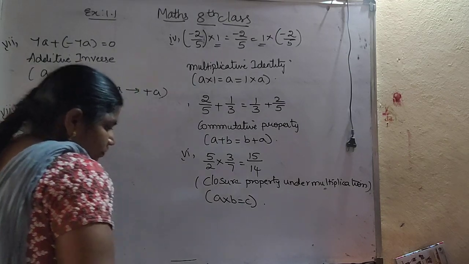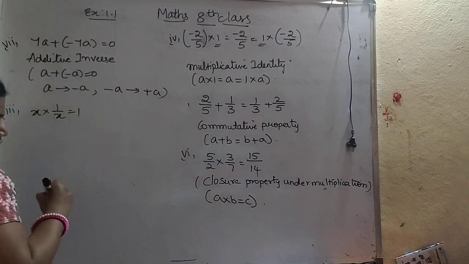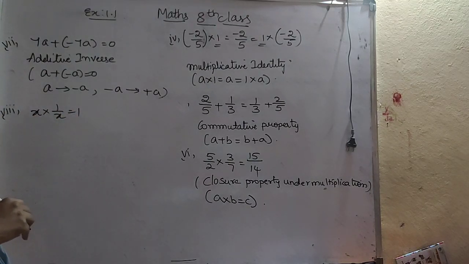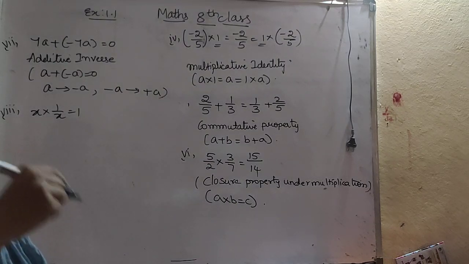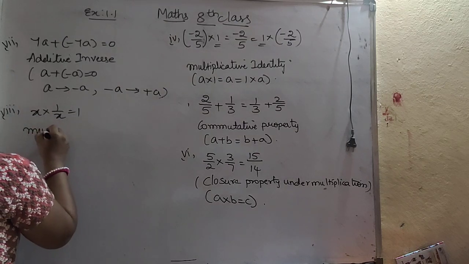Eighth one. X into 1 by x is equal to 1. So in this case, if you are multiplying any two rational numbers, the result should be equal to 1. So in which property will you see that? That is multiplicative inverse.